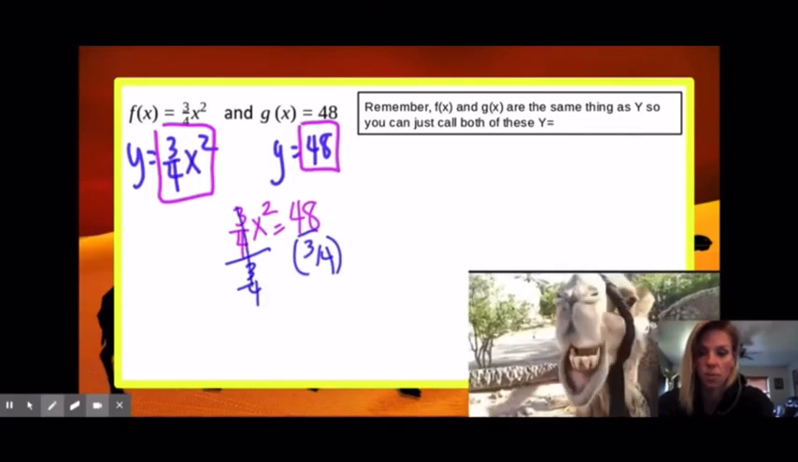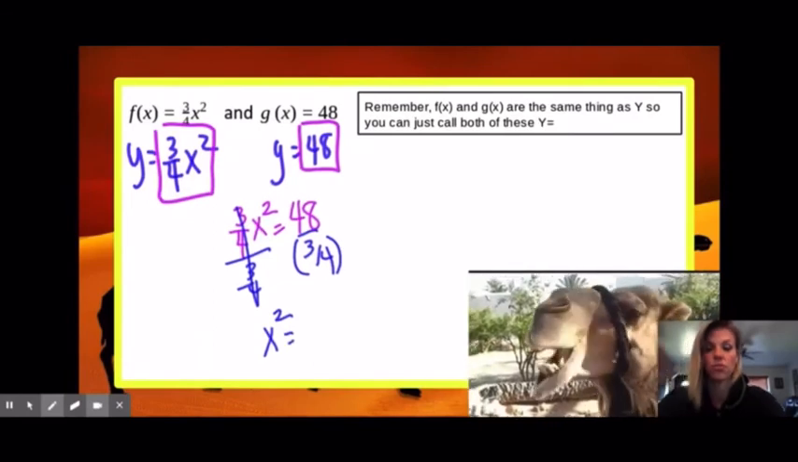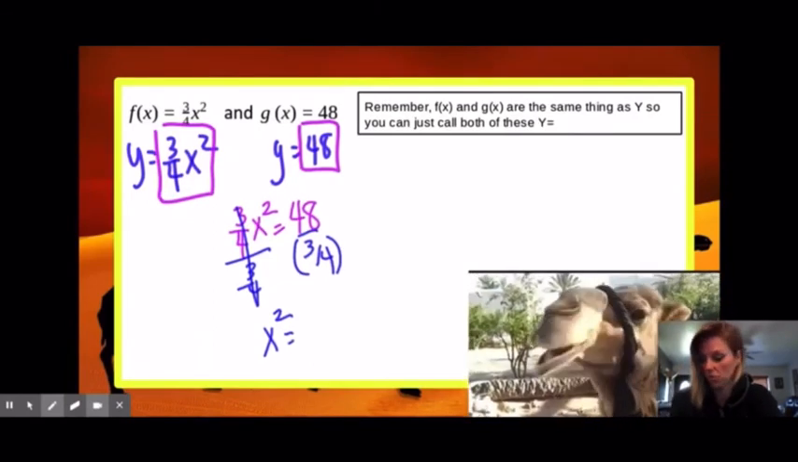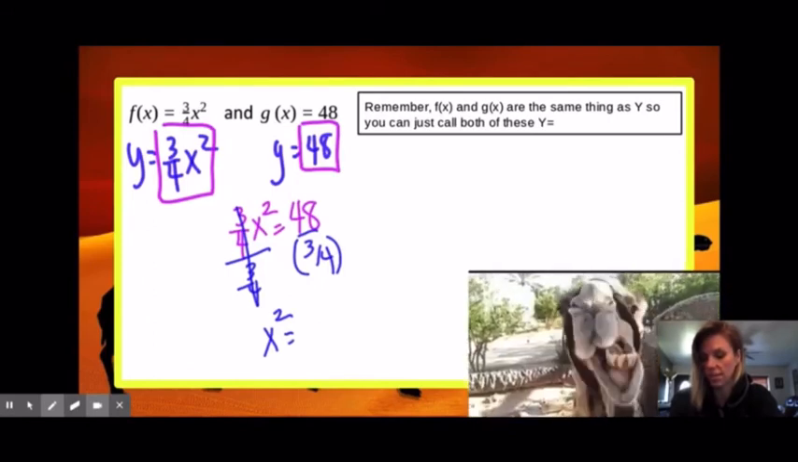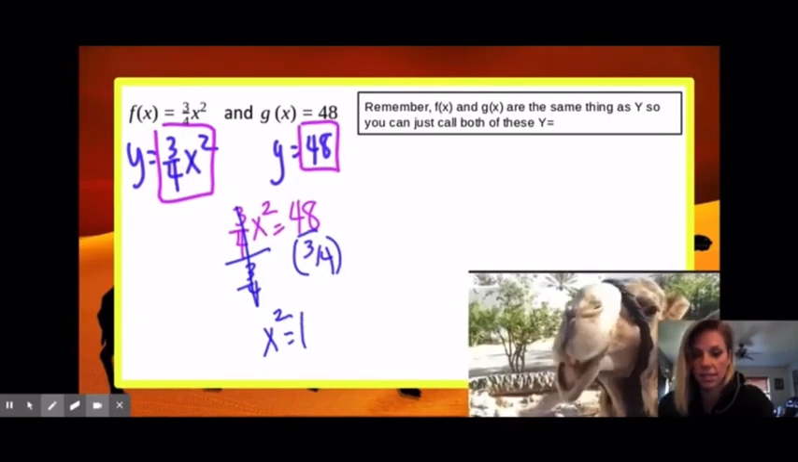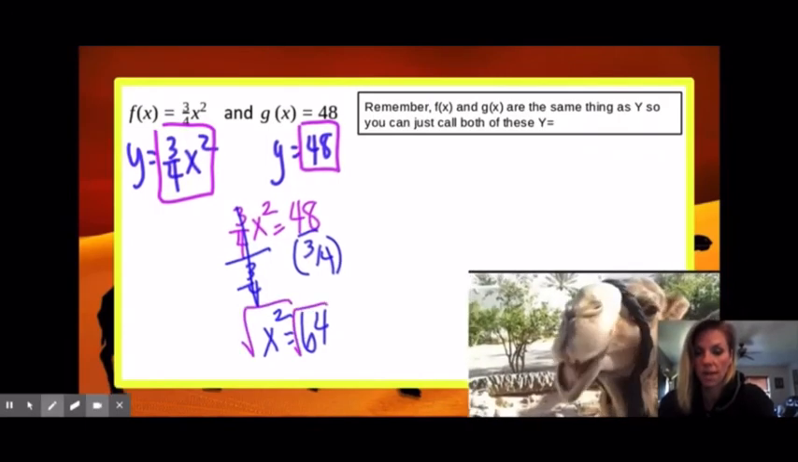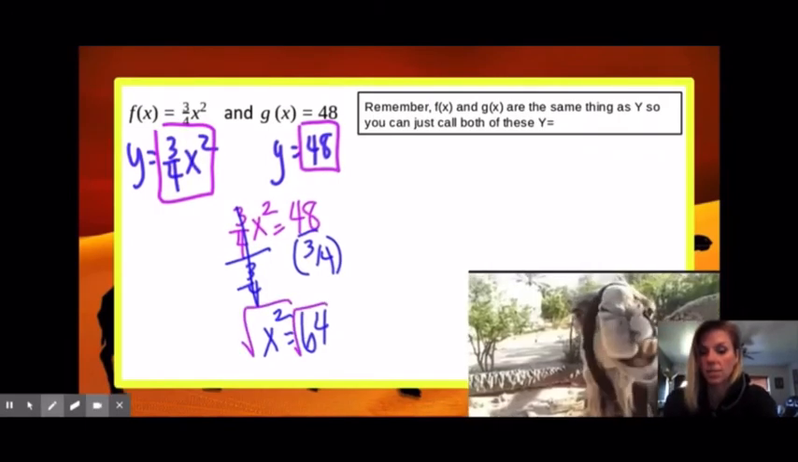Just remember in your calculator to do 48 either divided by 0.75, because that's the same thing as 3/4, or 48 divided by parentheses 3/4, and I get 64. Now to get x alone, I'm going to square root. Does this one have an answer? It does. What is it?